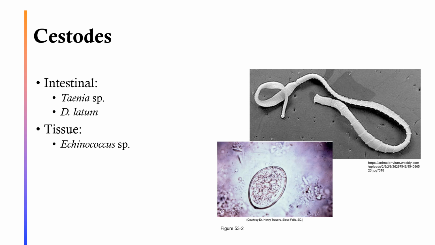Now the cestodes are often referred to as our tapeworms. Usually we're only going to find these in the intestines or the tissues, but intestinal tapeworms can include the Taenia species or Diphyllobothrium latum. As far as the tissue goes, this is where we might see Echinococcus granulosus. We looked at some of those various hooklets that can be produced by this organism in past slides.